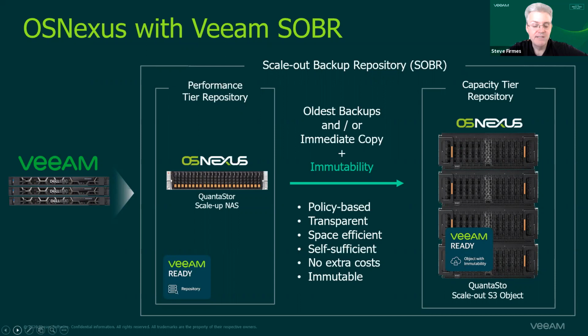The immutability is key. When we came out with object storage capabilities back in 9.5.4, which was January of 2018, we didn't have immutability, right? In 2019, we came up with it with version 10. And what that does is we use the S3 APIs for object locking. When you write an object to the OSNexus QuantaStor, it'll be locked for a defined period of time that you define within Veeam.